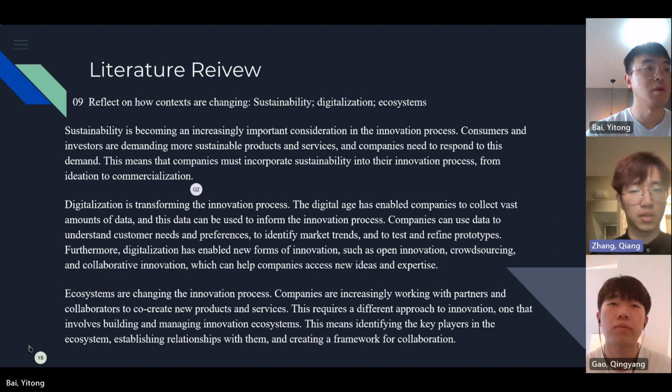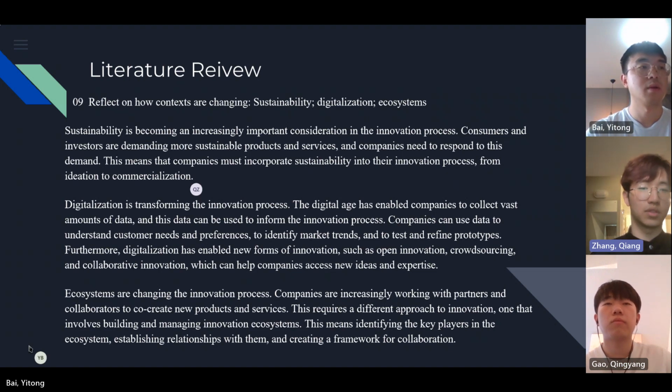Companies are increasingly working with partners and collaborators to create new products and services. This requires a different approach to innovation, one that involves building and managing an innovation ecosystem.